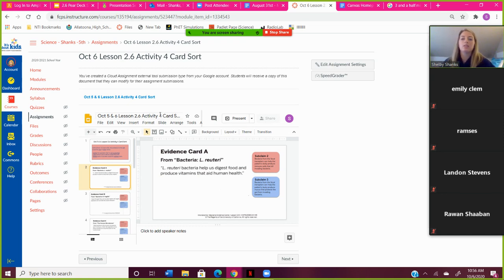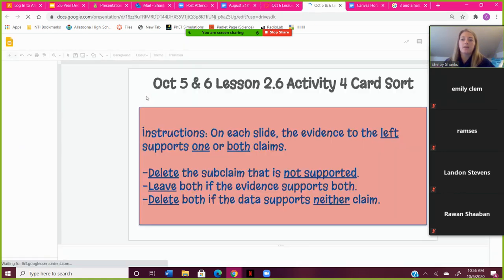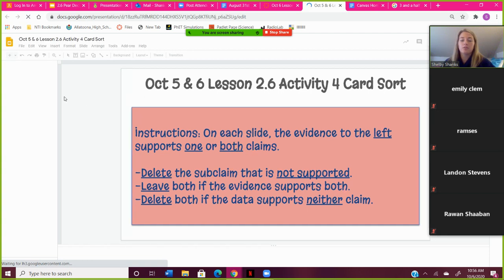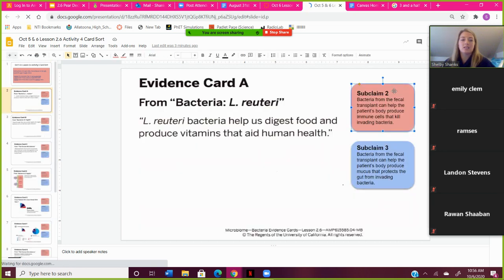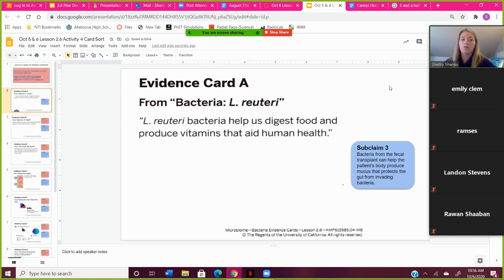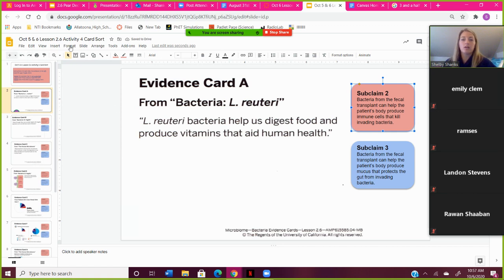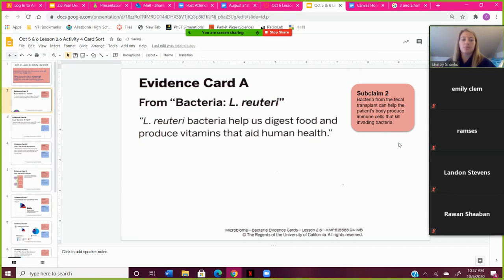So when you go into this card sort, you can click on this up here at the top. You're going to be able to go in and it'll make a copy just for you. Go to slide 2, and then you can delete whichever box you want to delete. So if you think it supports subclaim 3, then you can click on subclaim 2's box and press delete, and it will go away. If you think you got it wrong and you want to go back, you can press this undo button over there at the top left. If you think it supports subclaim 2, you can go ahead and delete subclaim 3.